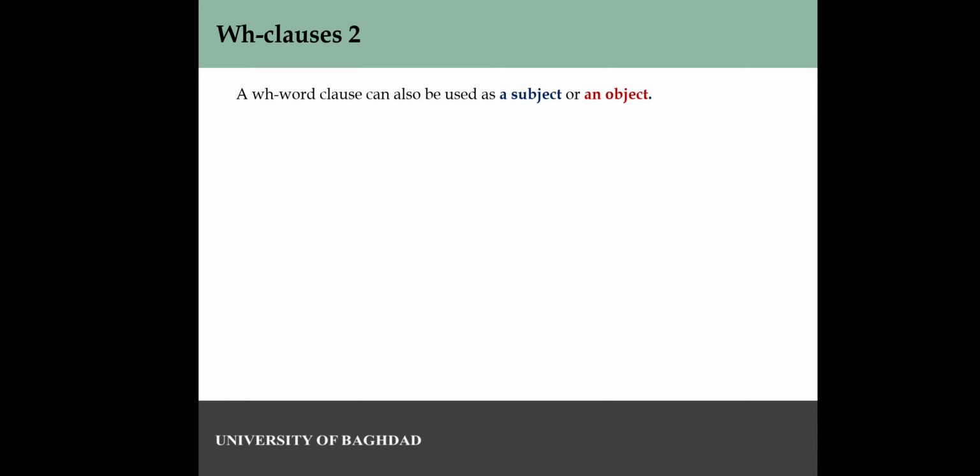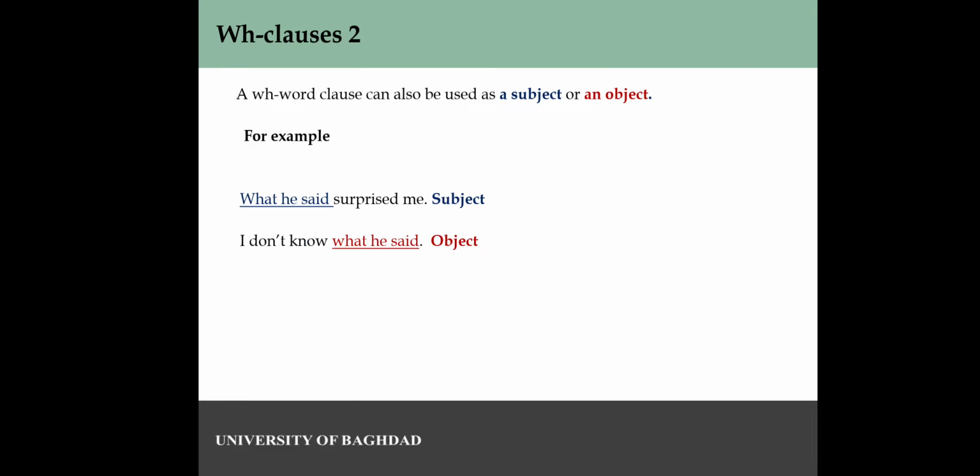A WH clause can also be used either as a subject or as an object. For example, what he said surprised me. So what he said here is a WH clause. It's a subject. While in the second one, I don't know what he said, the same clause, what he said, is used as an object. So a WH clause can be used either as a subject or as an object.